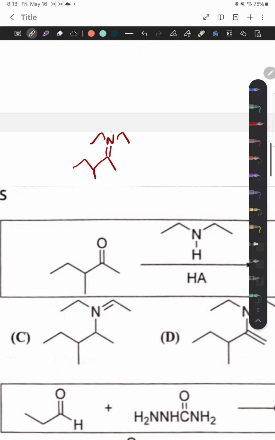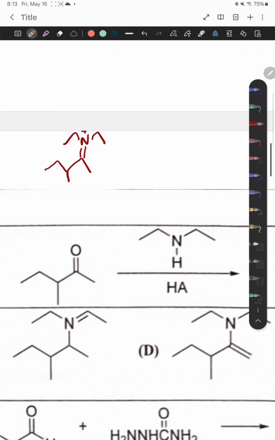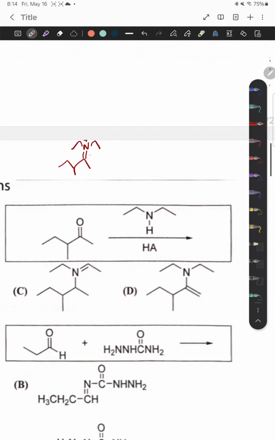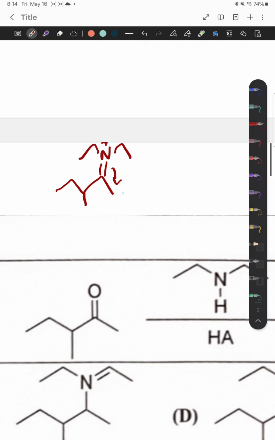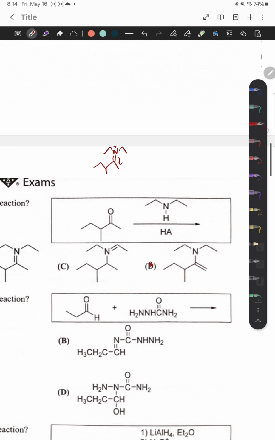Now the nitrogen is positively charged because nitrogen prefers having 3 bonds and it has 4 right now. So what will happen is it'll stabilize by the alkene going to the other side, over here, because it'll be easier to deprotonate a proton from over here, because it's not stabilized by the carbons over there. So that's why D would be our answer.